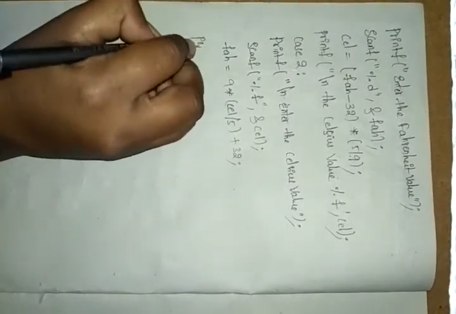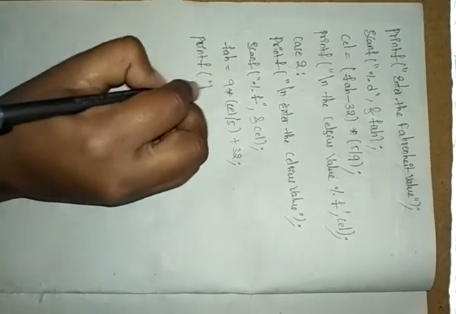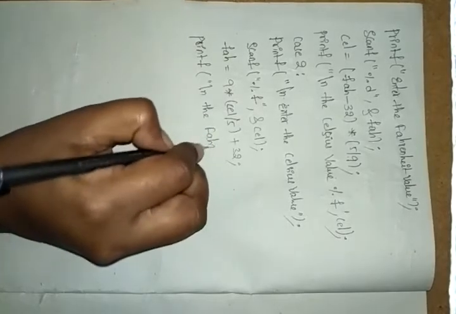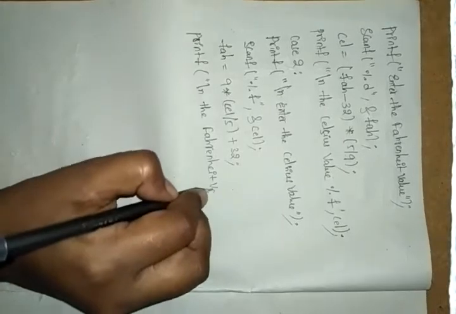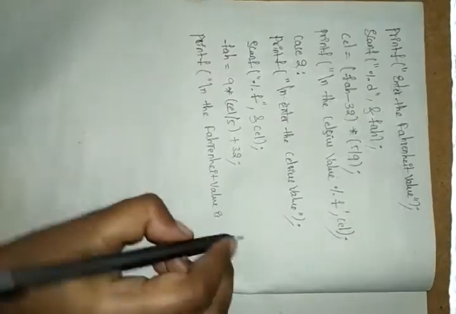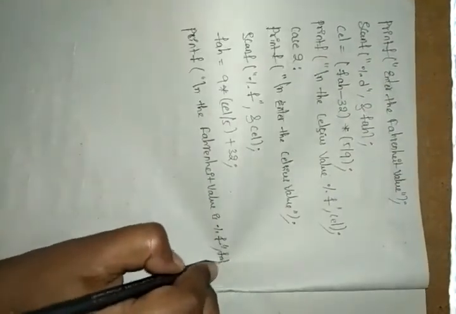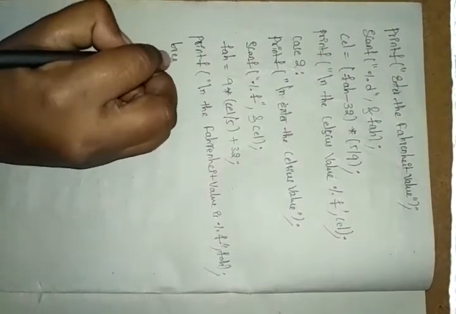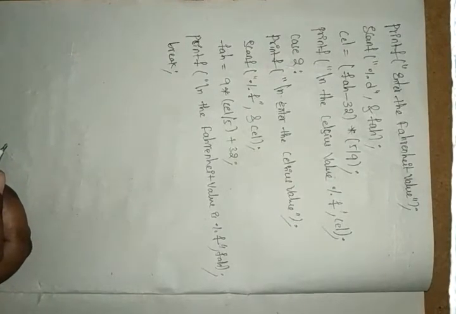And next here I am writing the printf for this. At last you have to print our value for Fahrenheit. The Fahrenheit value is %f, FAH. Okay, and at last give the break. Once you give the break, it stops the process up to here.